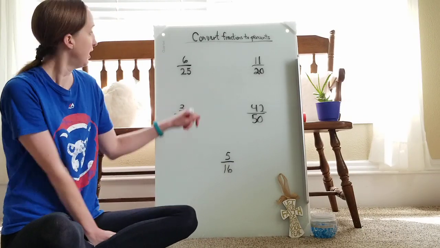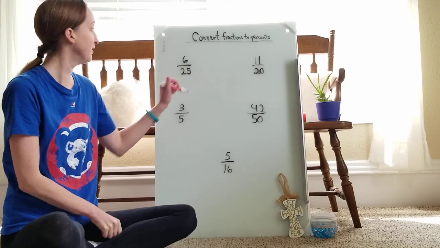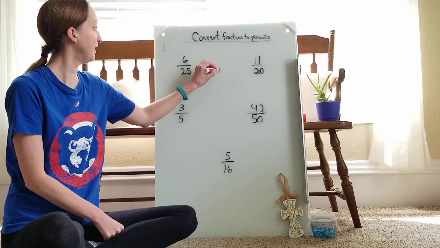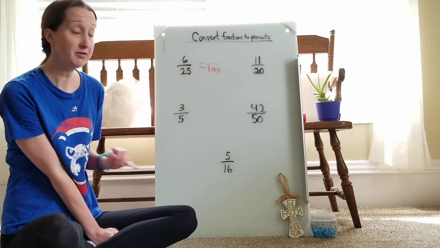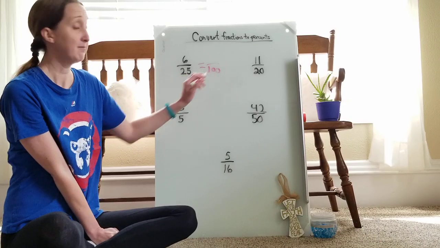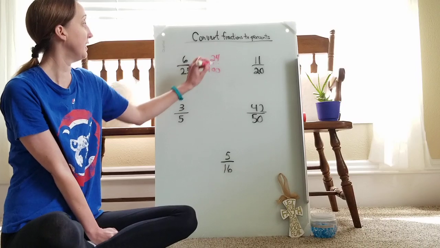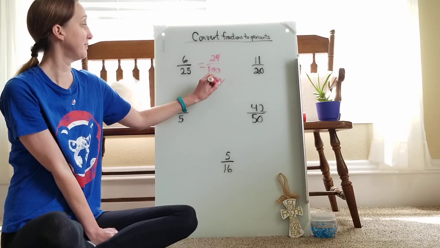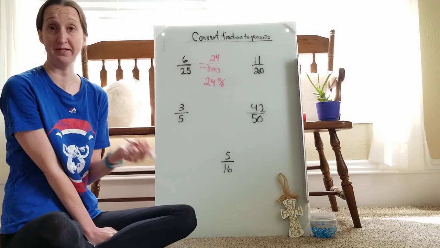Let me remind you. So we want to find out how many out of 100. Well, how many 25s go into 100? You think of it this way. 4. And we need to use the same multiplier. 25 times 4 is 100, so 6 times 4 would be 24. So our answer would be 24%, because percent's how many out of 100. You don't have to write this, you can just mentally think that.